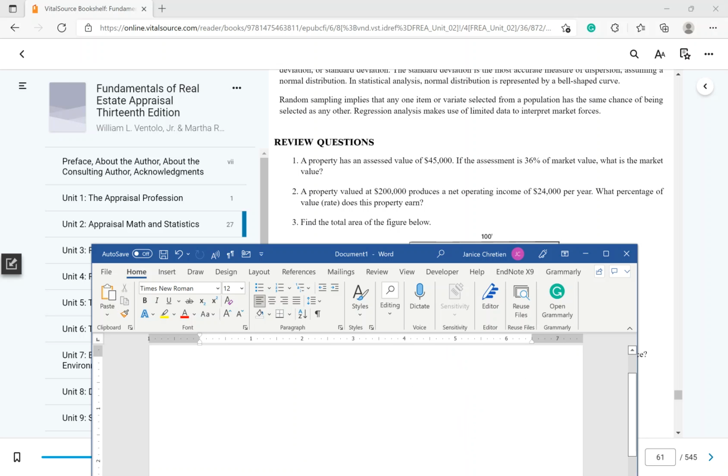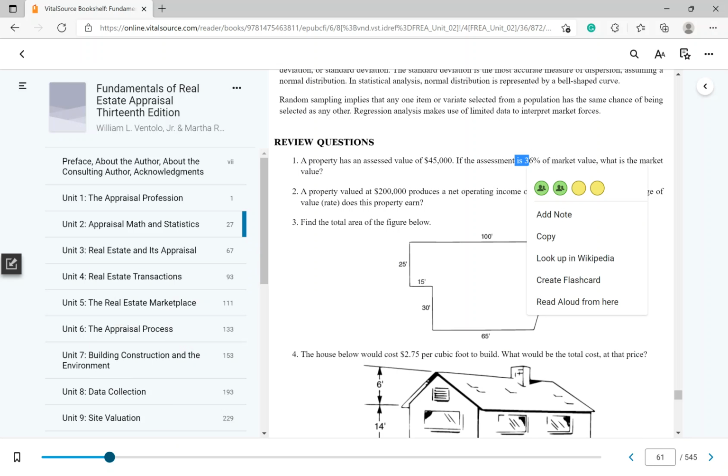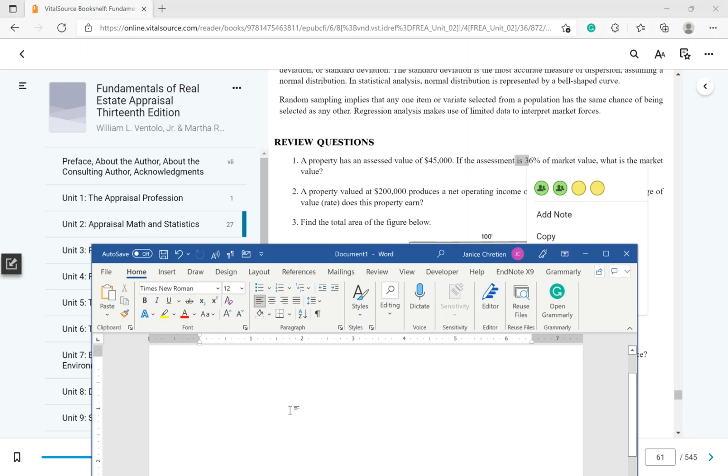So in algebra, when we see the word "is," such as right here, "is" in algebra is an equal sign. So if I have a property that's assessed value is 45,000 equals, okay, 36% of what? That's what I've got to solve for. I've got to solve for that x. Make this bigger for you.